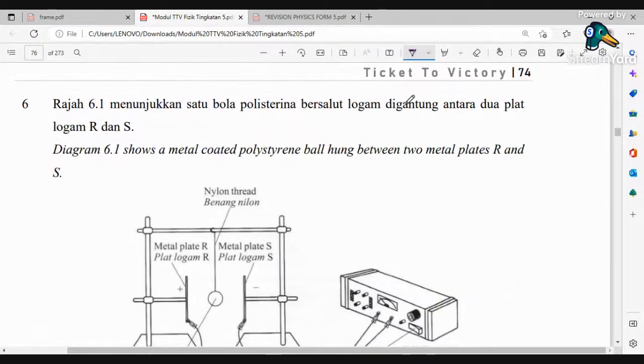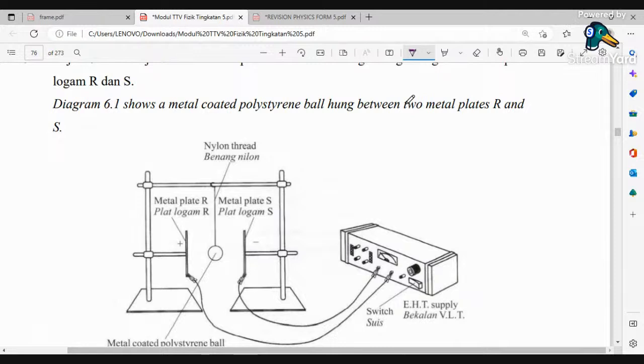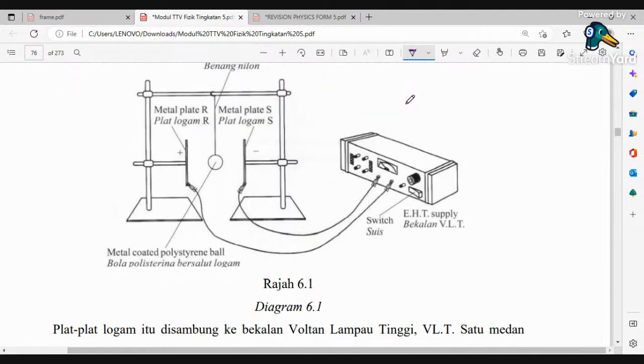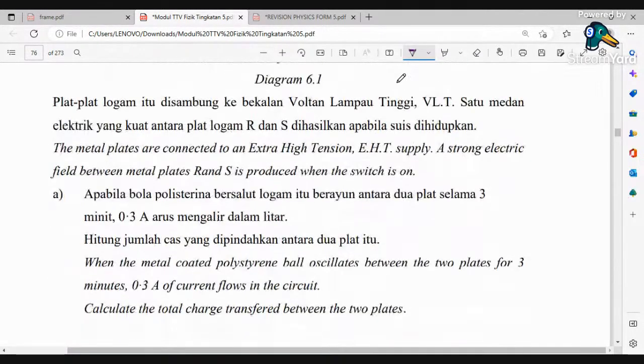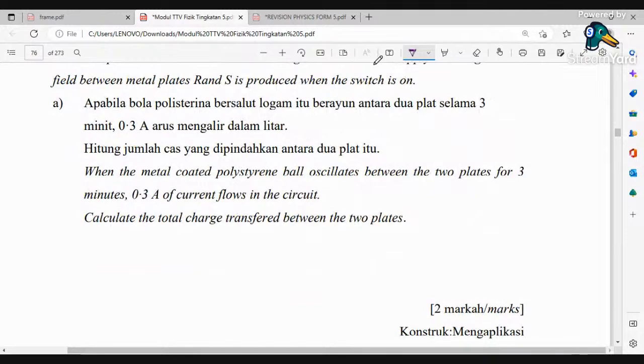Okay, number 6, diagram 6.1 shows a metal coated polystyrene ball and 2 metal plates. Kita nampak ini positif, negatif. Okay, the metal coated polystyrene ball is neutral at first, means same number of positive and negative charge. Okay, the metal plates are connected to an EHT power supply. A, when the metal coated polystyrene ball oscillates between the two plates for 3 minutes, 0.3 ampere of current flows. Calculate the total charge transferred between the two plates.